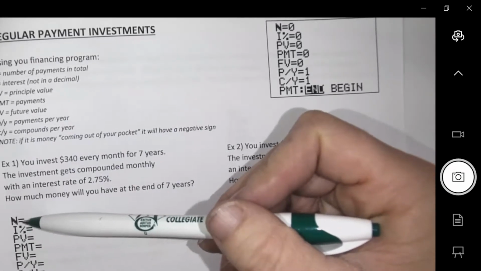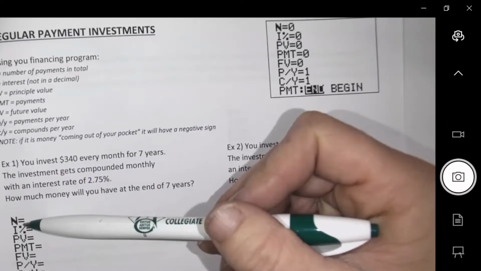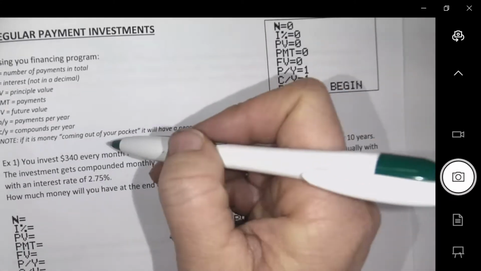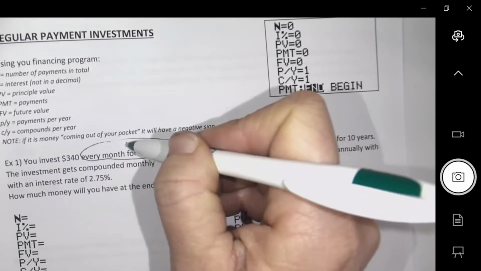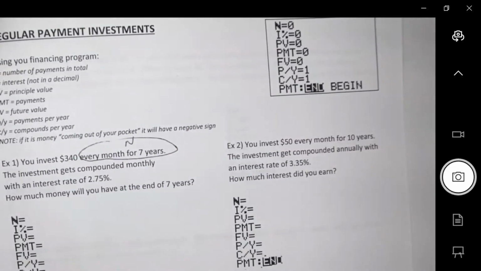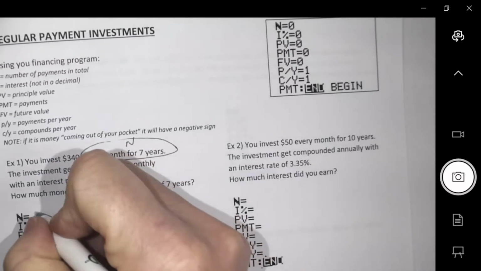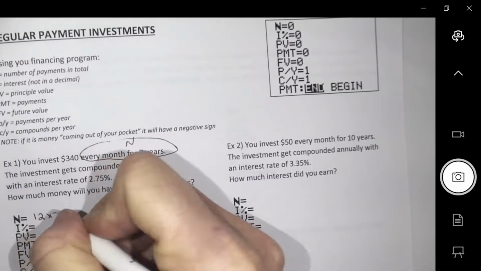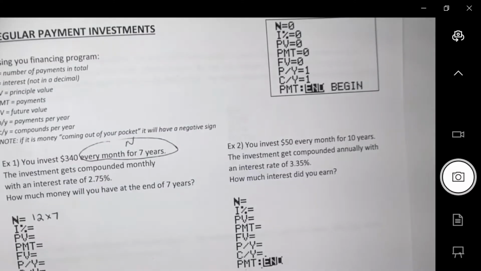N is how many times it occurs. So every month for 7 years, I'm going to do 12 times 7. Every month for 7 years. That's my N. That's how many times it's occurring.